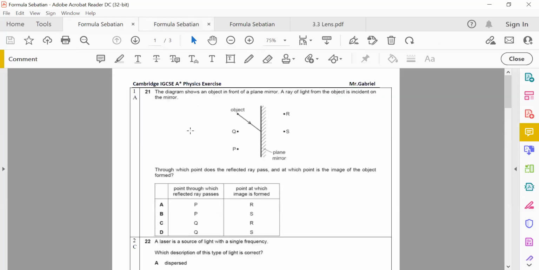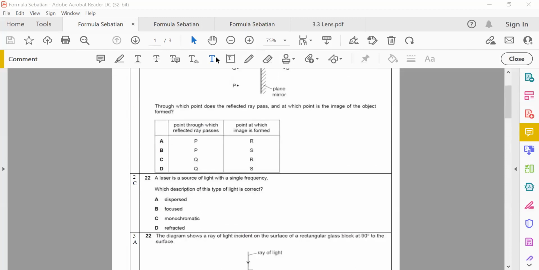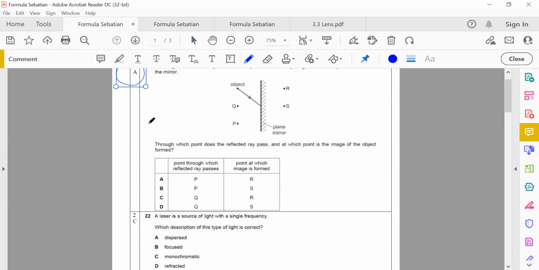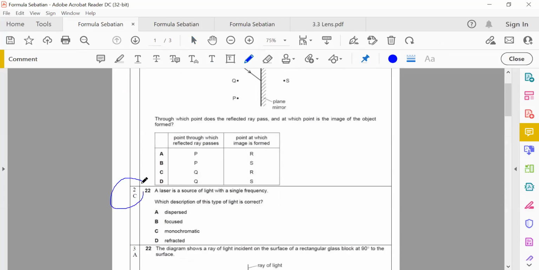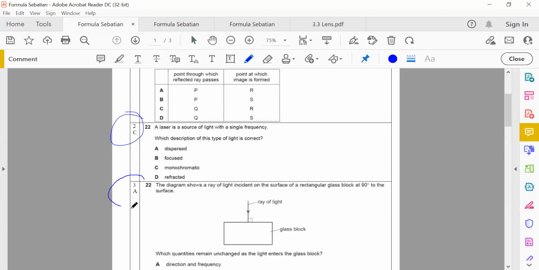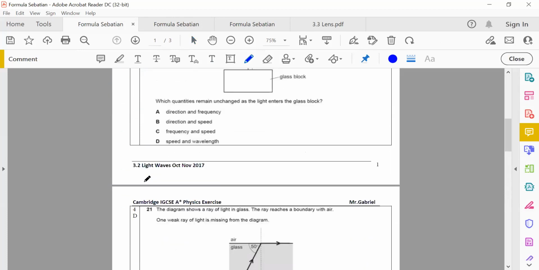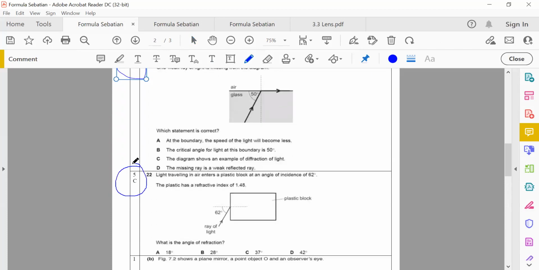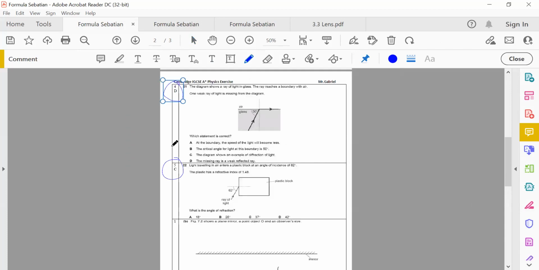Okay, yeah, look at the 2017 paper, guys. Starting off with question number 1 here. It's supposed to be A. Question 2, C. Question 3, A. Question 4, donkey, and question 5, C.